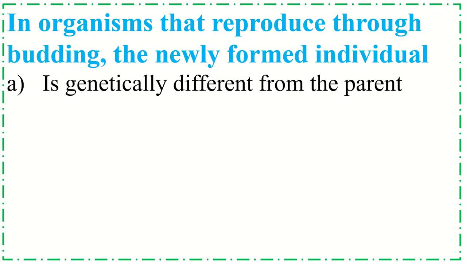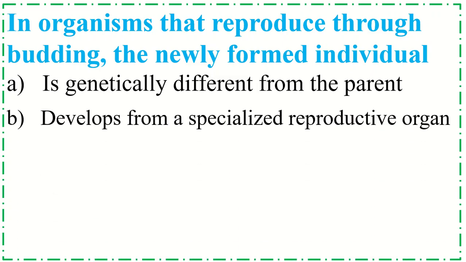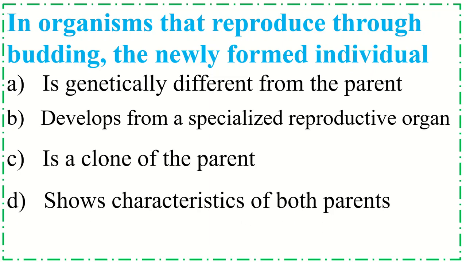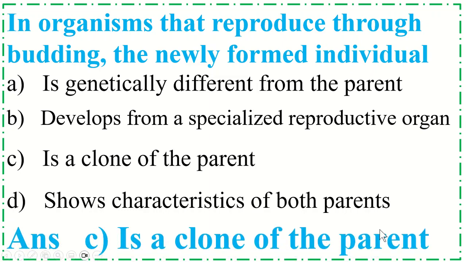In organisms that reproduce through budding, the newly formed individual: A, is genetically different from the parent. B, develops from a specialized reproductive organ. C, is a clone of the parent. D, shows characteristics of both parents. Correct option is C, is a clone of the parent.